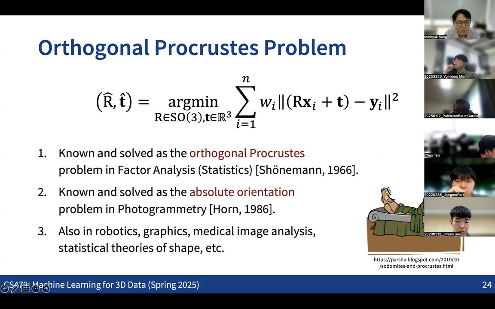Have you heard about the Procrustes in the Greek myth before? Anyone who has heard about Procrustes? No.